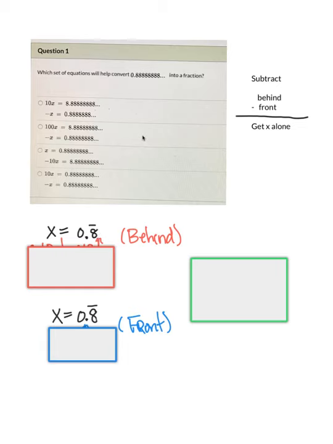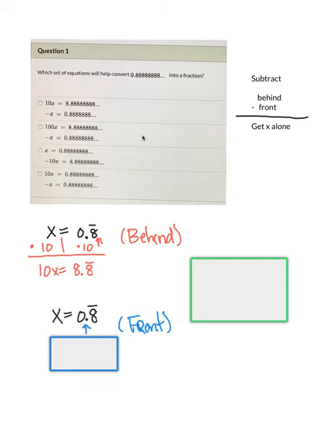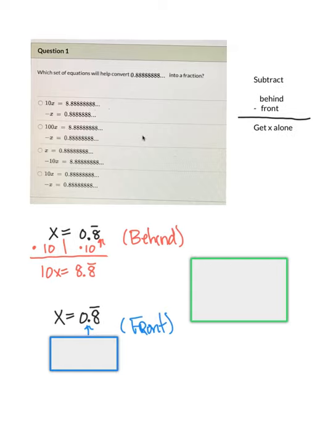We're going to take the whole equation and multiply it by 10. So we have 10x equals 8.8 repeating. This is the behind equation. Next, we want to make an equation where the decimal is in front of the repeating part. Here, we already have where it is in front, so the equation is just going to look how it is.